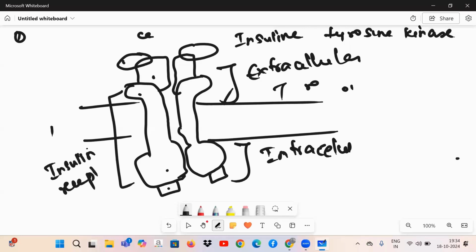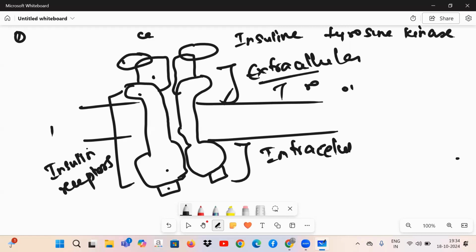So this belongs to what type of signaling? Wait, this is because it's going to be endocrine, no? Yes, correct.